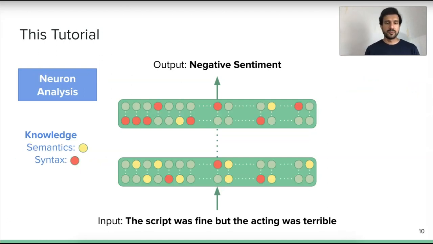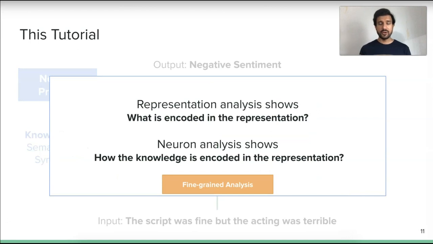In this tutorial, we will go deeper into each representation, and we'll do a fine-grained analysis of neurons in each layer. We'll try to answer a similar question, what kind of linguistic knowledge has been learned in the representation, but we will ask it as what kind of linguistic knowledge has been learned in individual neurons or a group of neurons. For a precise comparison, representation analysis shows what is encoded in the representation, while neuron analysis goes more fine-grained and says how this knowledge is encoded in the representation.